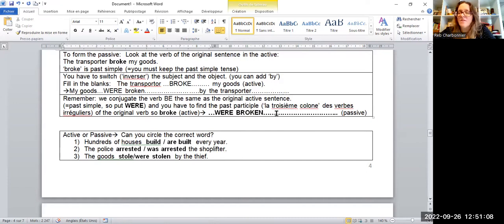And then we don't have to say who broke it, because sometimes you just don't know. And that's not the point. The point is you're writing a report about what happened in an event, delivery, and you just know about the product. You don't know about what happened, who did it. Okay. So can you circle the correct word in these sentences?